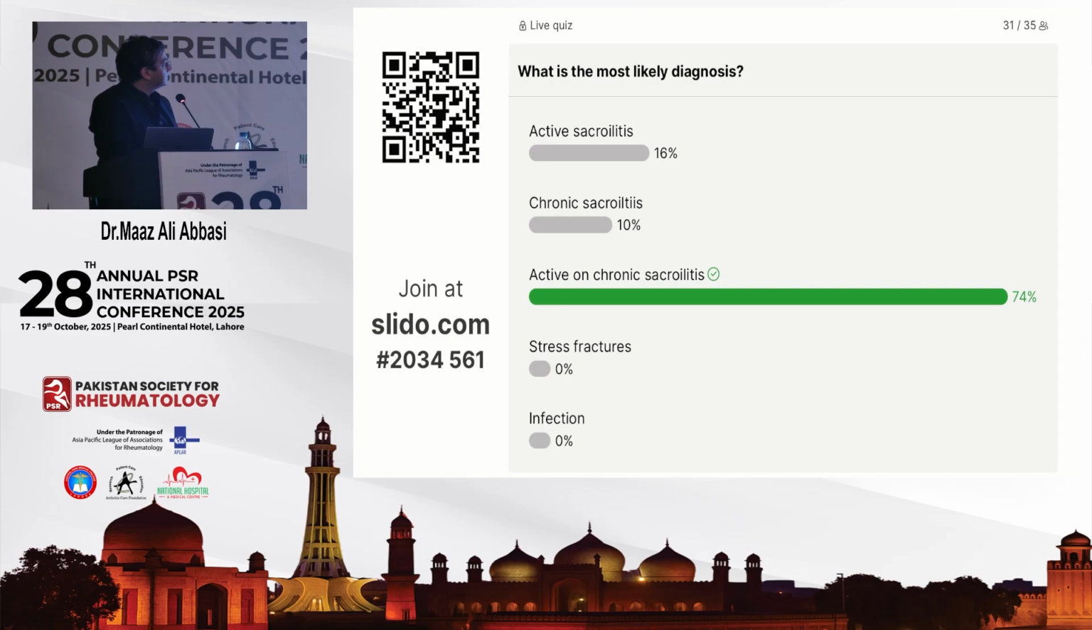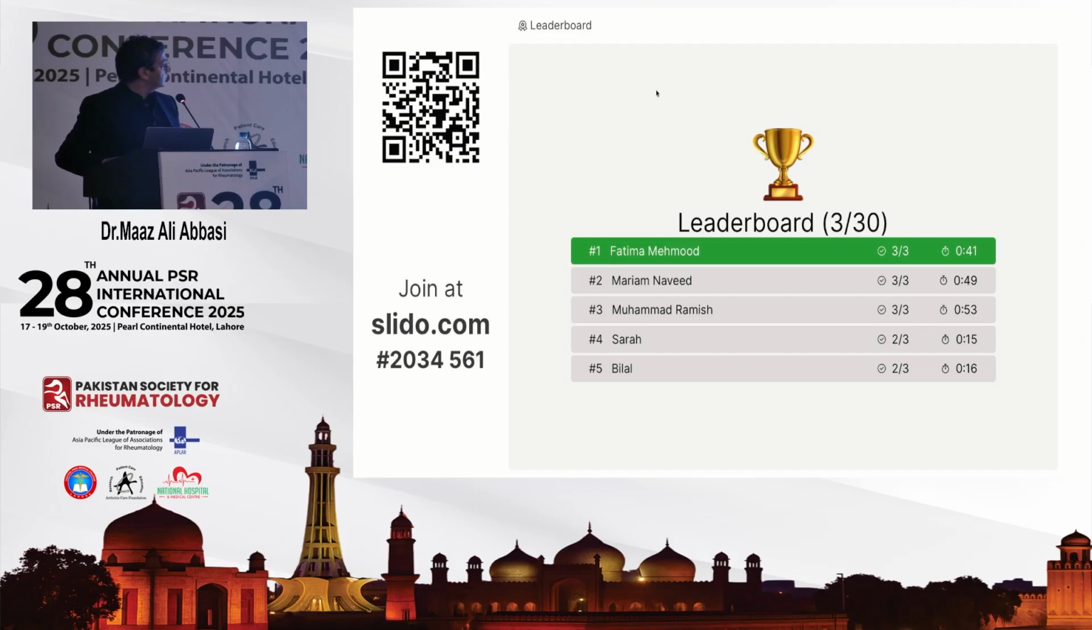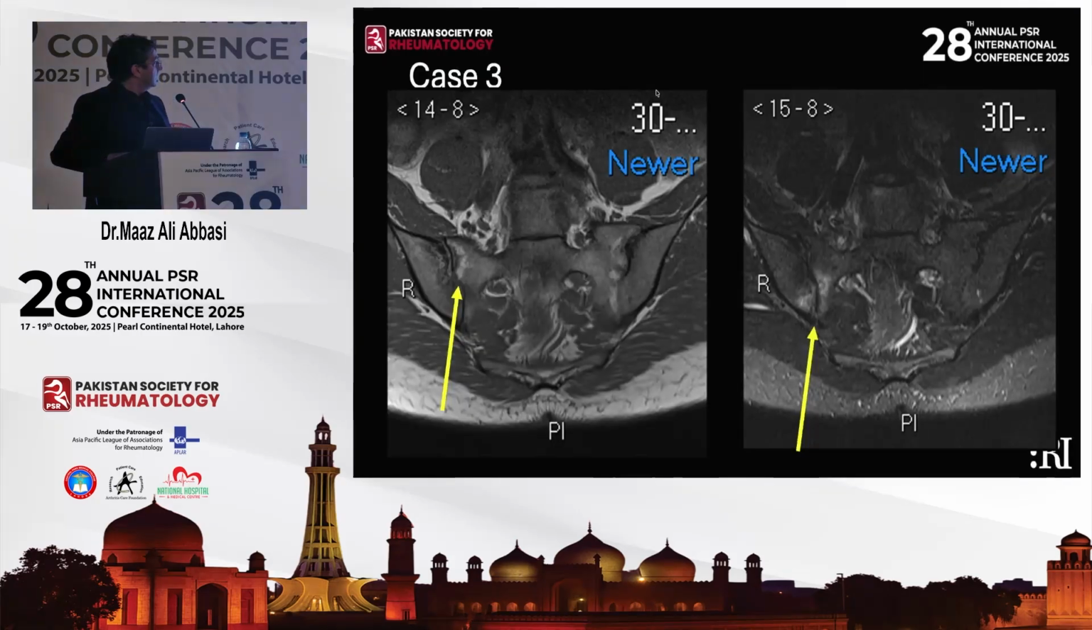Both people were correct in these two, but this was the actual correct answer. And I'll tell you why. We've got an emerging winner. Well done, okay. And that's because there are two sequences here. This is a water-sensitive sequence. That means all the water signal, the fat signal is being nulled out, okay. Therefore, anything that shows up bright will be edema-like signal.